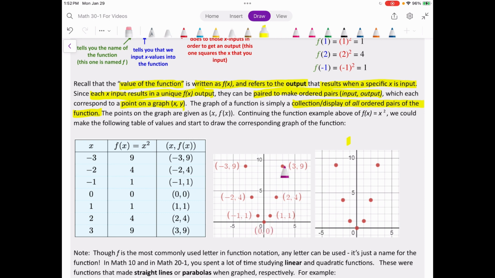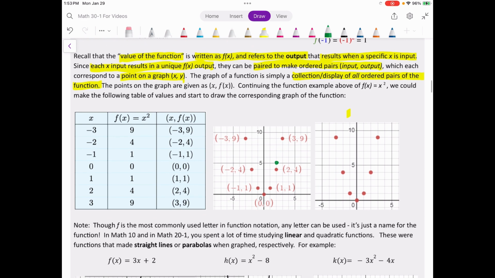We're mapping it out. We could see that all of these points would lie on the graph of the function f of x equals x squared, because at all of these points, the y value equals x squared. We will not, for example, find the point (2, 5) on the graph. You can see that (2, 5) is not going to be on this graph. Why? Because 5 does not equal 2 squared.